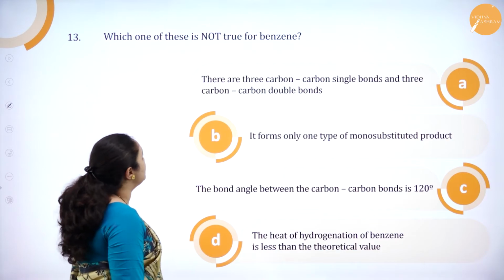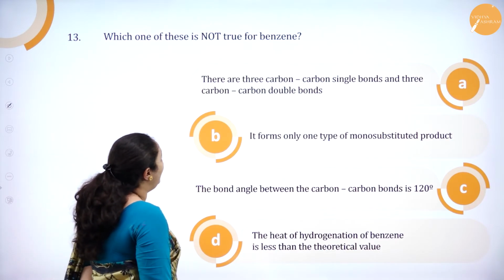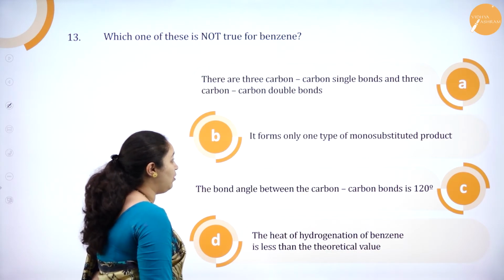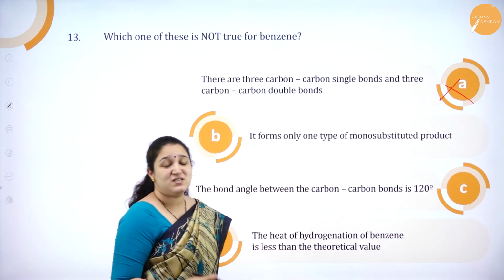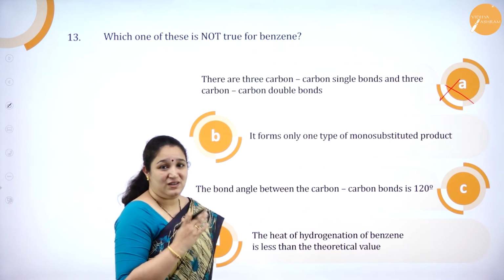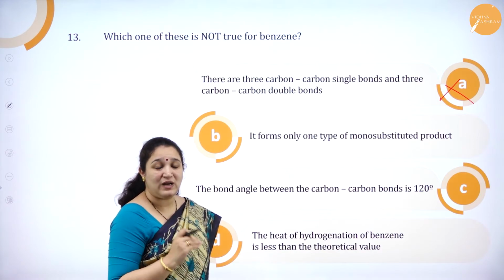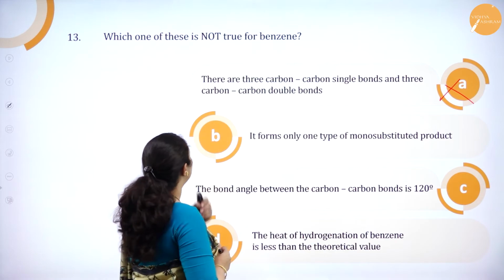Which one of these is not true for benzene? Okay. Option A, there are 3 carbon-carbon single bonds and 3 carbon-carbon double bonds. This is wrong. Why? Because there is delocalization of pi electrons. We cannot count 3 single bonds and 3 double bonds, and the bond order also will come 1.33 if we calculate, isn't it? So that is the one which is not true.